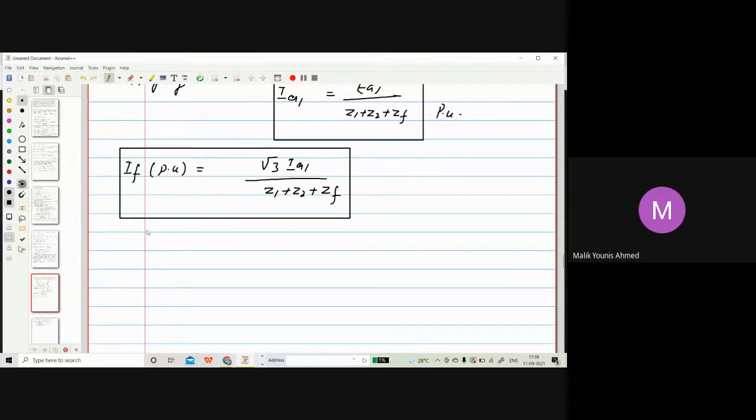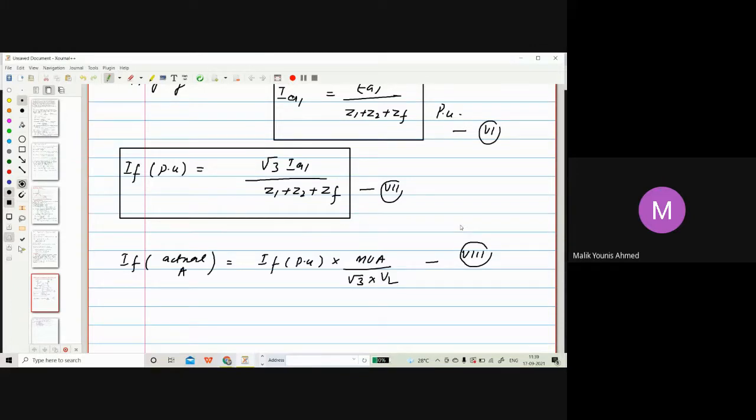So this is another equation. Then if we have to find the actual value of this fault current, actual, that means in amps, that will be IF in per unit, multiplied by MVA divided by under root 3 into VL. We have seen these derivations before also. So let's call it equation 6, this is 7 and this is 8. Whatever the numbers are, please check them. So these are three important equations.